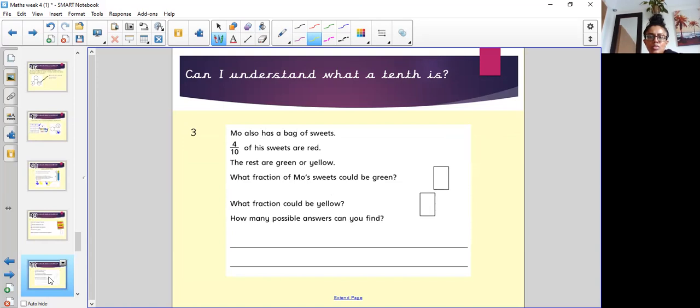Question number 3, Mo also has a bag of sweets. 4/10 of his sweets are red. The rest are yellow and green. What fraction of Mo's sweets could be green? And what fraction could be yellow? It could vary, because you've got 4 and then you've got 2 different fractions to split up. And how many possible answers can you find? Have a go at writing them down.